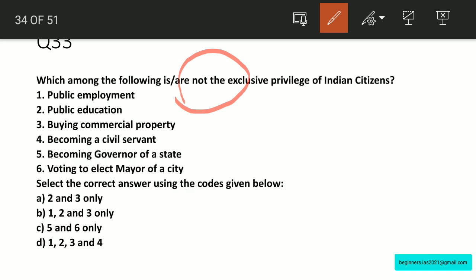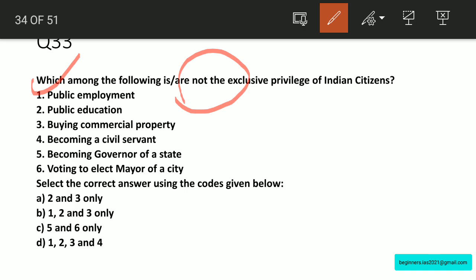It looks correct, but let us see. But it is not the exclusive right. So therefore, this is the correct answer. See, rights and privileges are different terminologies.